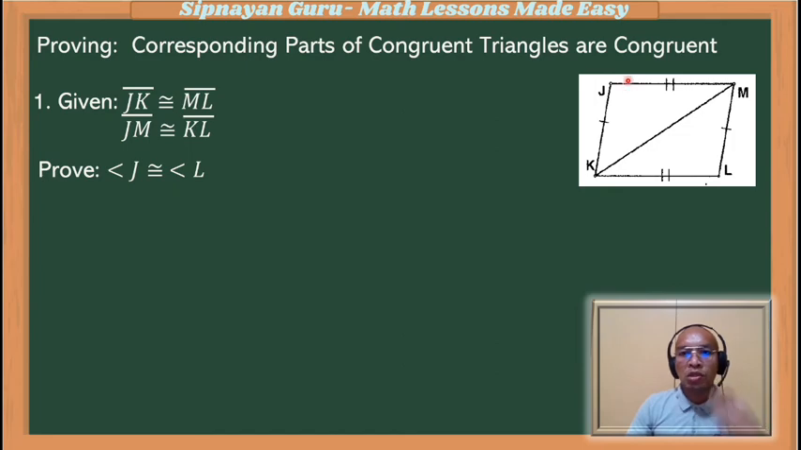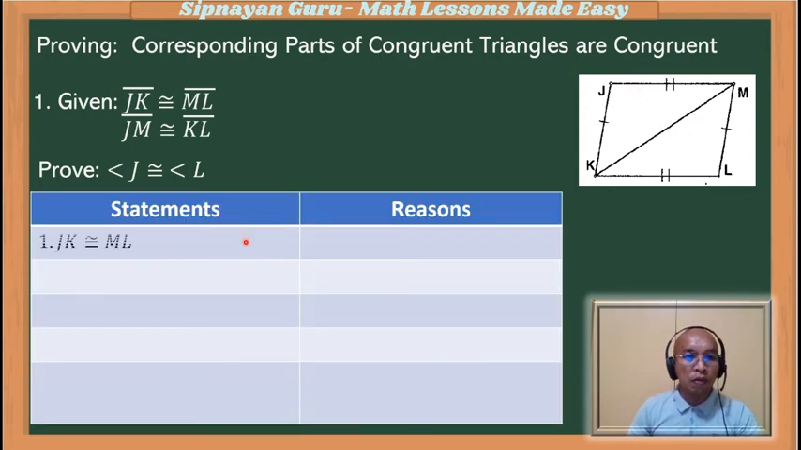In proving this, we need to establish first that these two triangles are congruent. We will do a two-column proof. First statement, segment JK is congruent to segment ML. This is the given statement. Second statement, JM is congruent to KL. Again, this is a given statement. So we just put the givens in our first two statements.